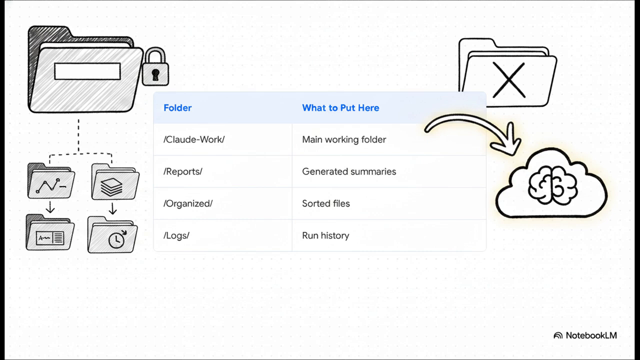This isn't just about safety, by the way. It is the ultimate productivity hack for working with AI. A fantastic structure is to create a main Claude work folder, and inside that, subfolders for reports, organized files, and logs. Why this specific structure? Well, the logs folder lets you easily check its past work. The organized folder keeps its final outputs perfectly clean and separated from your raw data. Keep it compartmentalized like this, and your digital life will stay completely pristine.